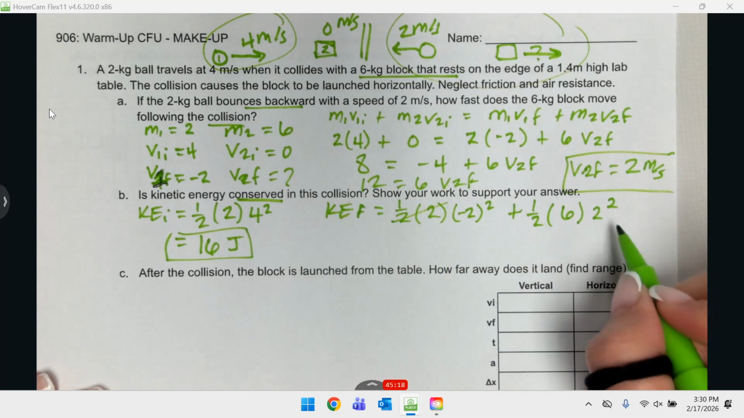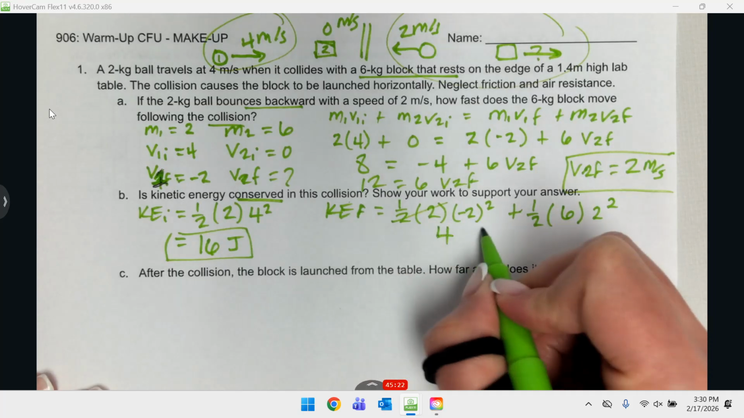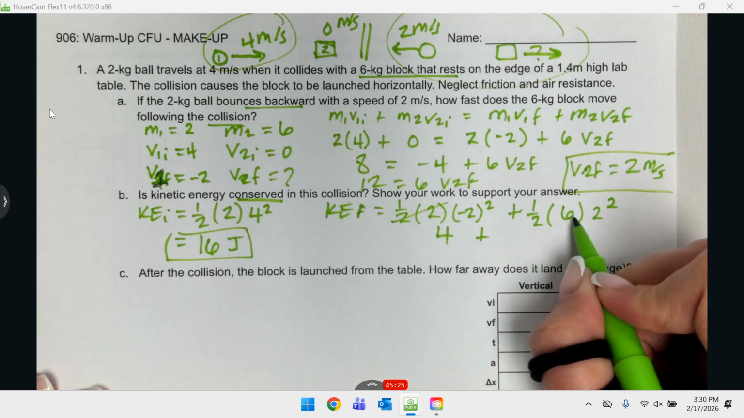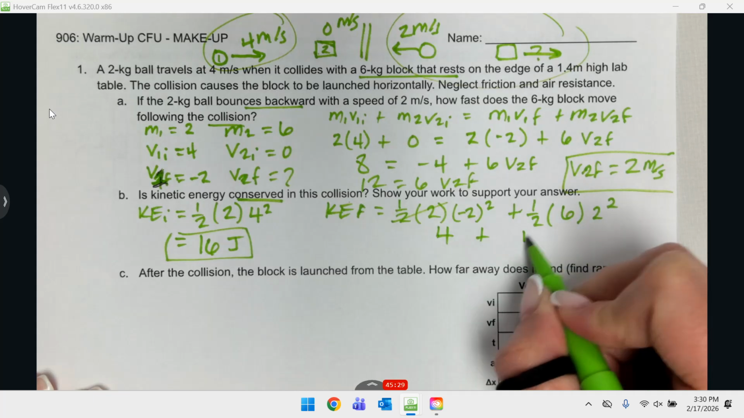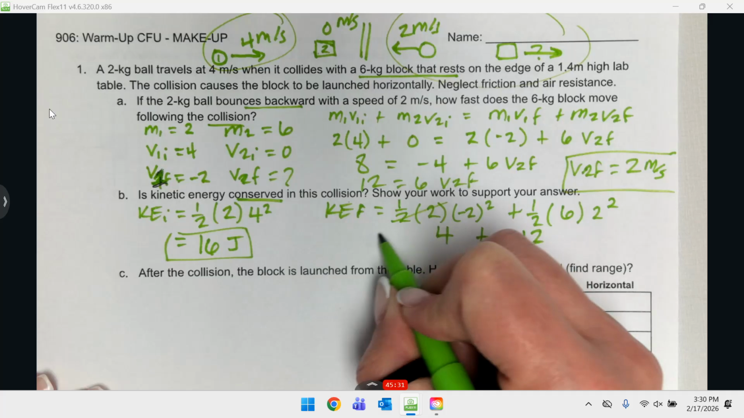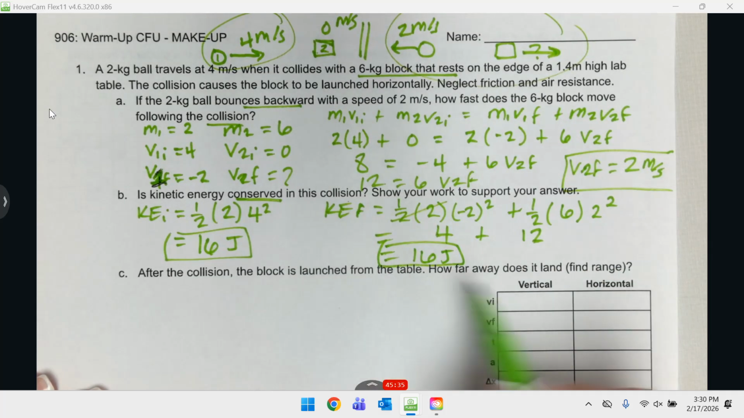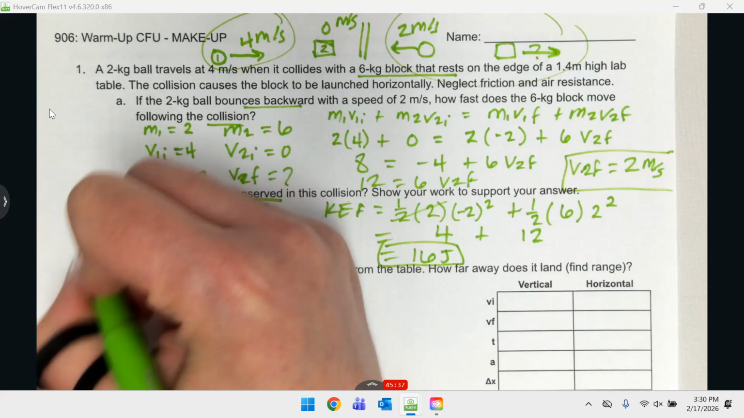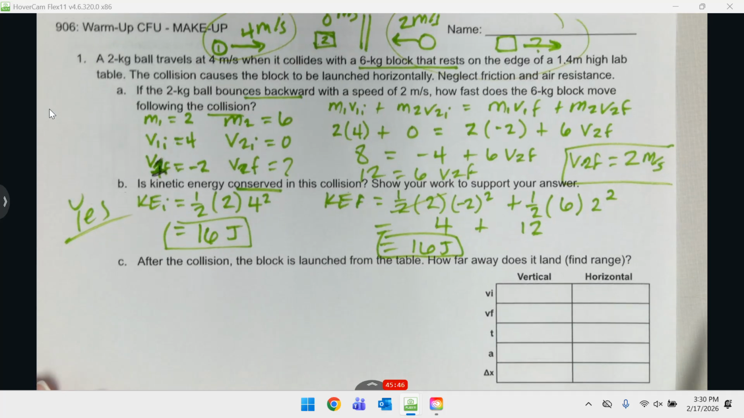Half of 2 is 1, so -2 squared is 4, plus half of 6 is 3, times 2 squared is 4, 3 times 4 is 12, and guess what? 4 plus 12 is also 16 joules. So is it conserved? Yes. You have the same amount before and afterward. And again, you only get conservation in a bounce apart collision, and not in all of them, only sometimes.